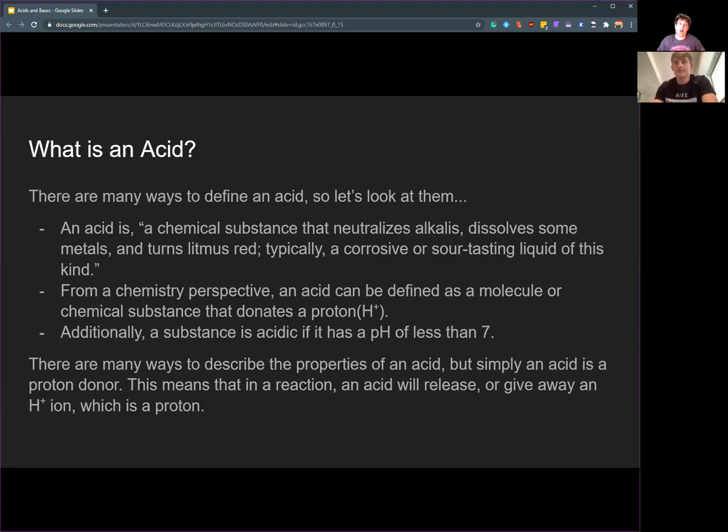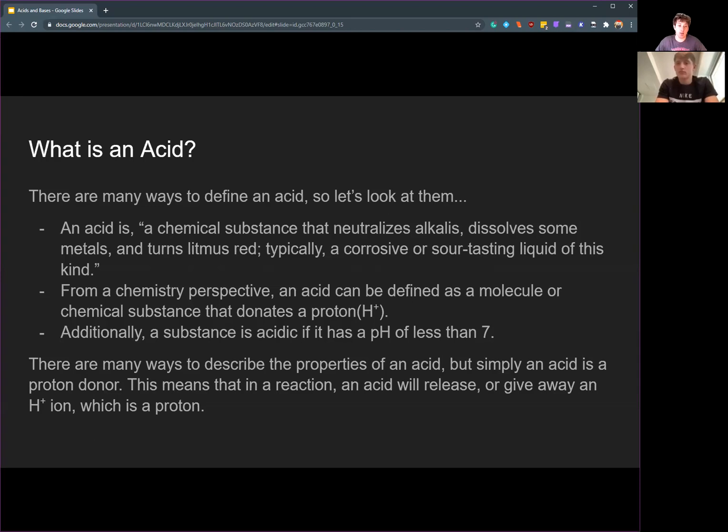So first, let's talk about acids. What is an acid specifically? There are many ways to define an acid, so let's look at some of the definitions. When we're talking about its physical properties, an acid is a chemical substance that neutralizes alkalis, which are often bases. They're kind of the inverse of each other.